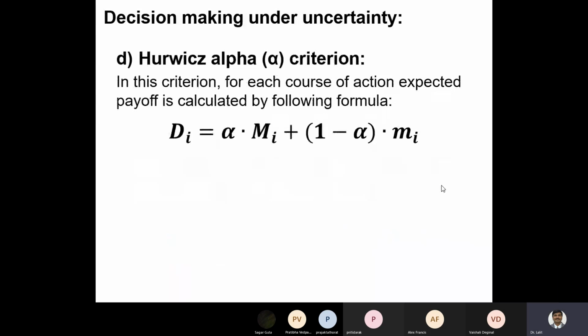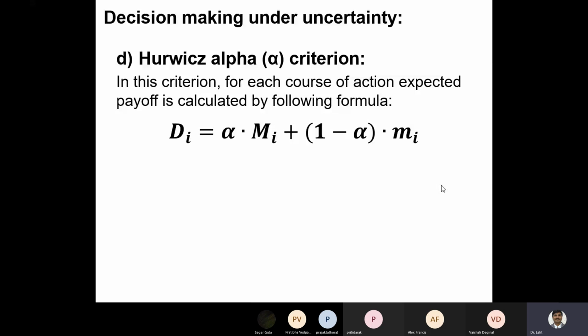Now the fourth criteria is called the Hurwitz alpha criteria. See, in the Maximax criteria, the optimistic approach is used, while in the Maximin criteria, the pessimistic approach is used. That means in the Maximax criteria, the decision maker is 100% optimistic, while in the Maximin criteria, the decision maker is 100% pessimistic. But in reality, no person is 100% optimistic and no person is 100% pessimistic.